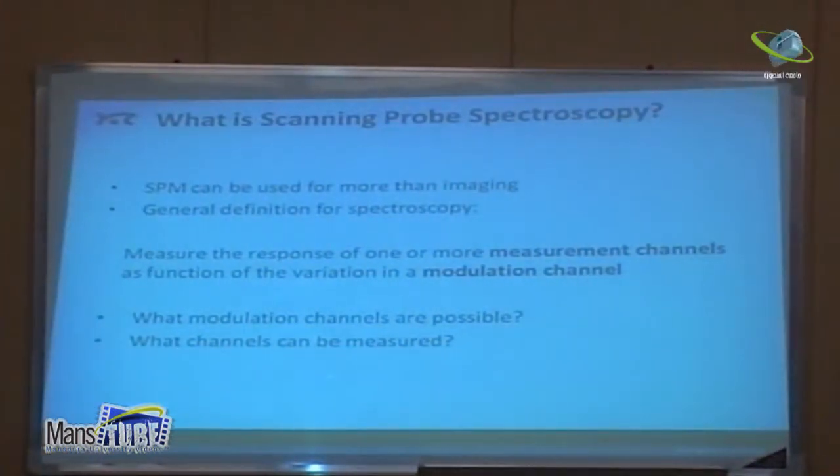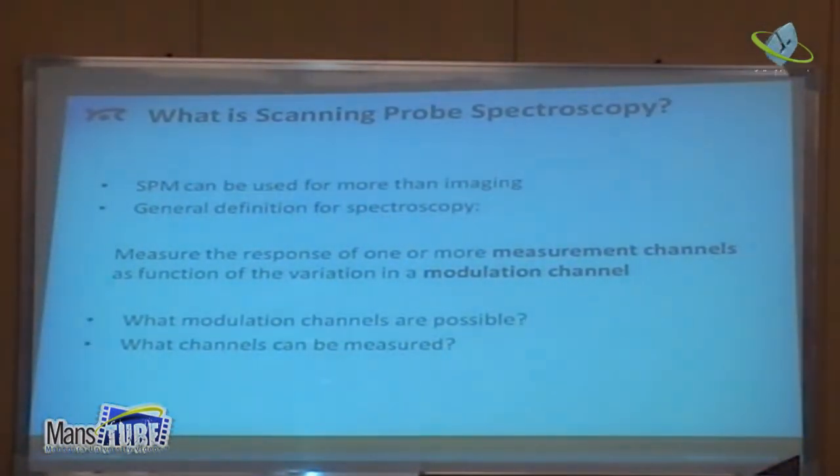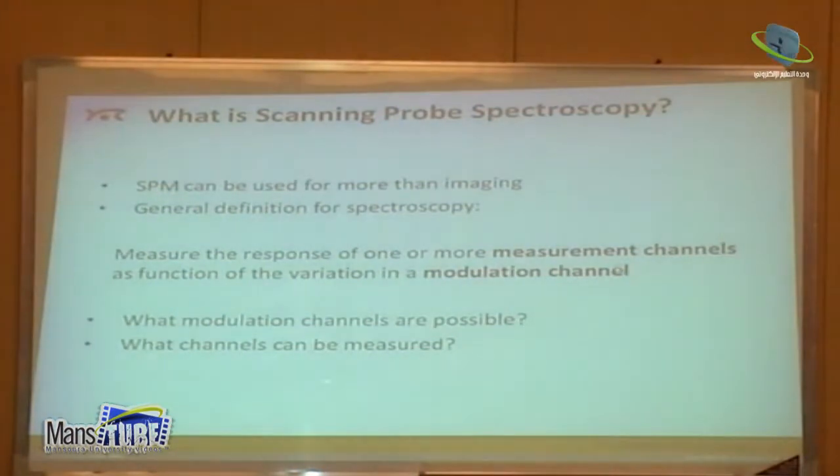Usually with AFM, you can do more than imaging. About spectroscopy, what we usually do is measure a channel as a function of other channels. So let's say we fix one channel or we change the voltage of one channel, for example, and then we see what happens with the other channel. And there are different kinds of modulation and different possibilities to do different spectroscopy.